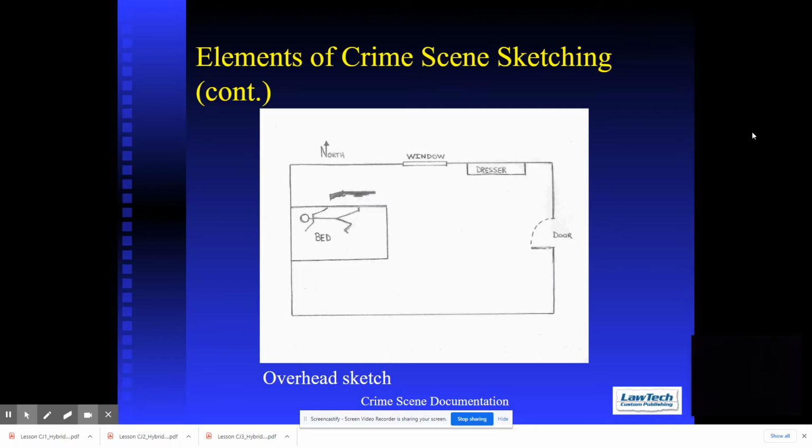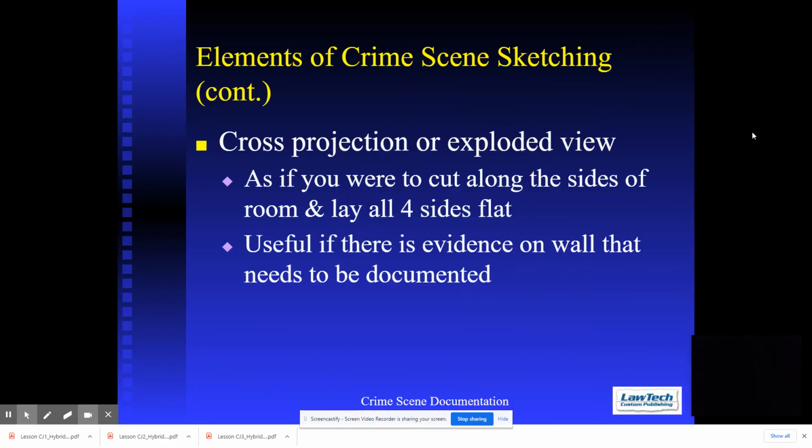But as clean and clear as this is, there are some issues with an overhead sketch in that you just can't get the detail you need. For example, how big is the window? Okay, how tall is the dresser? Is the bed a bunk bed and the body is on the bottom bed or the top bed? It's really, really difficult to get an idea of height in an overhead sketch, but that's not really the intent. The intent is to show you a basic layout so that if we were narrating to the jury and trying to explain to them where things were located in the room, this would be a nice, simple way to do that.